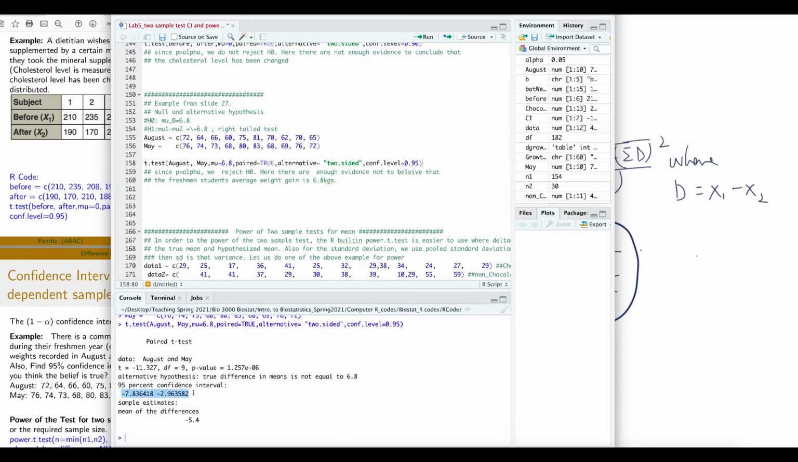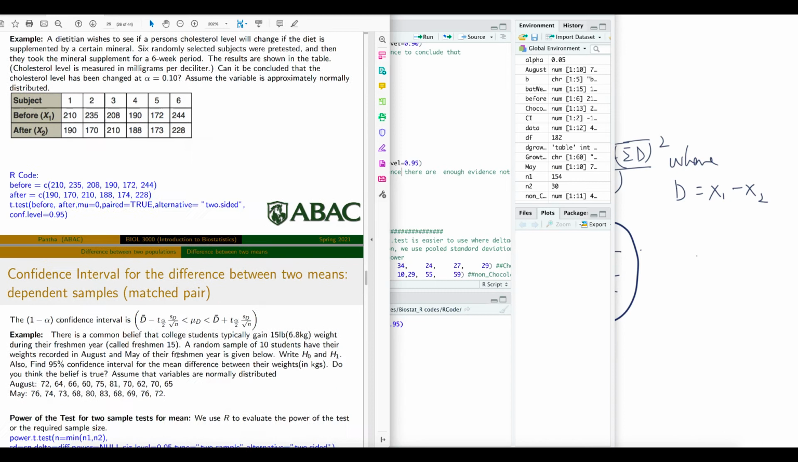Does it include 0 or no? No, right? Because it includes the numbers between negative 7.8 through negative 2.9. So there is no 0 in between those. So what we do, since I'm using a 95% confidence interval, since the confidence interval does not include 0, we reject H0. Hence there is enough evidence not to believe that the freshman students' average weight gain is 6.8 kilograms. That's what we get. Okay, guys.